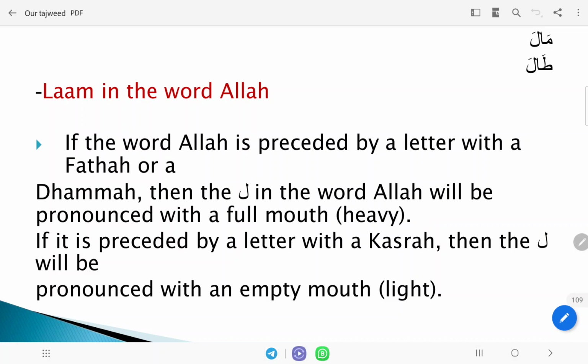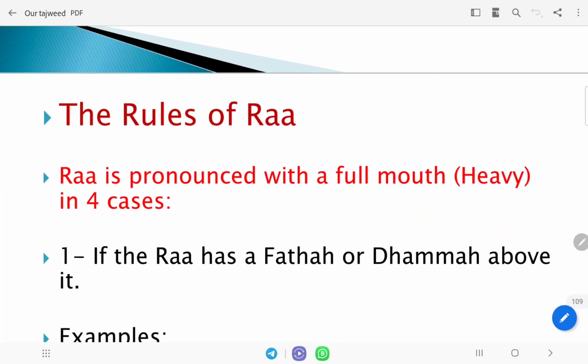But if the word Allah is preceded by a letter with kasra, then the Lam of the word Allah will be pronounced with an empty mouth, which means that the Lam is light. Let's take some examples to understand it well.